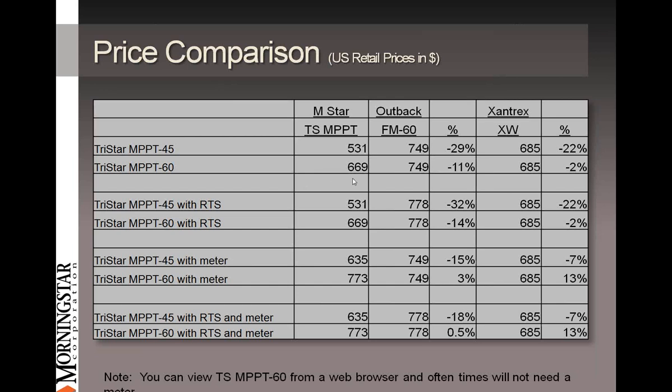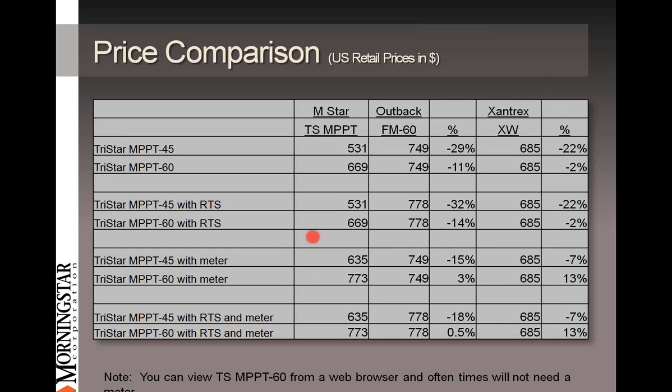So here's a quick show of basically the cost comparisons. All right, so when you compare the cost of the TriStar MPPT 45 and 60 to an Outback, you see a lot of different scenarios here. I just want to explain, first of all, that our controllers come standard with the RTS, so it's included in all the TriStar MPPTs. So when you add in the cost of the RTS with the Outback to compare apples to apples, you can see the cost comparison here.